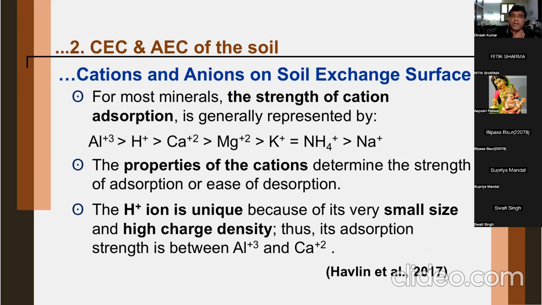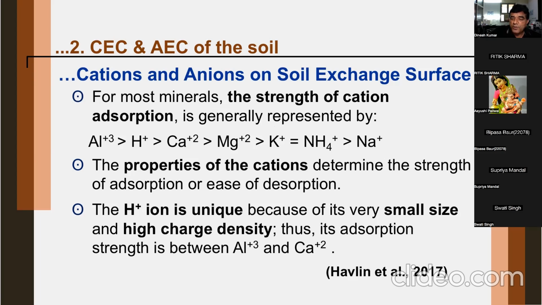Now you see cations and anions on soil exchange surface. For most minerals, the strength of cation adsorption is like this. So you see aluminum, then hydrogen plus 1, calcium, magnesium. Potassium is almost the same as ammonium. Potassium and ammonium have equal strength. And then sodium is the last one here. So you can see the properties of the cations determine the strength of adsorption or ease of desorption: how easily they can be dissolved or how strongly they are attached.